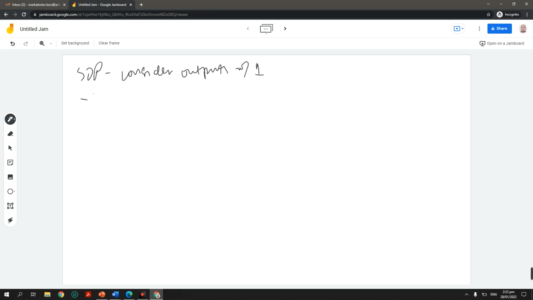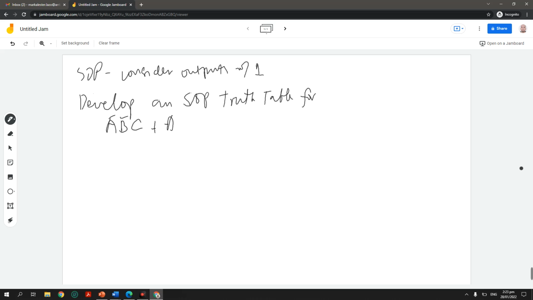So in the first example, we are asked to develop a truth table for the expression A bar B bar C plus A B bar C bar plus A B C.